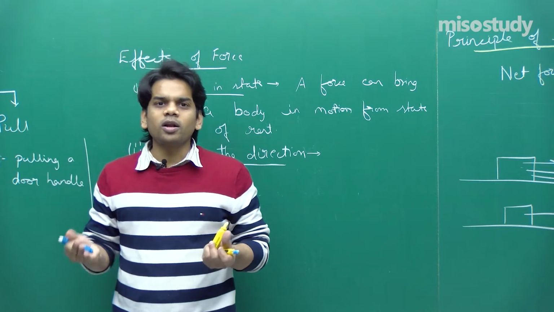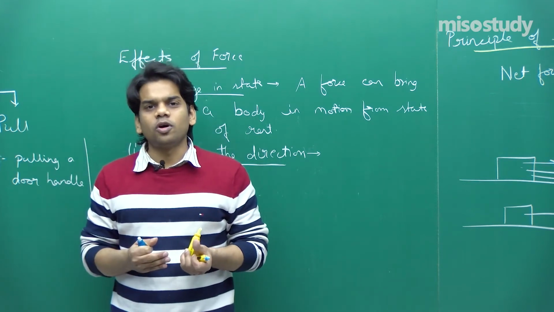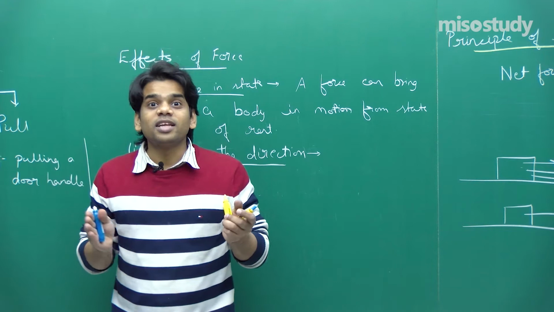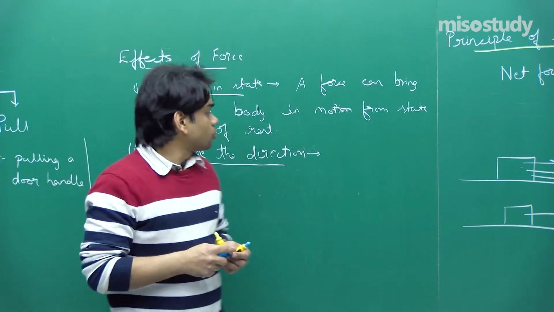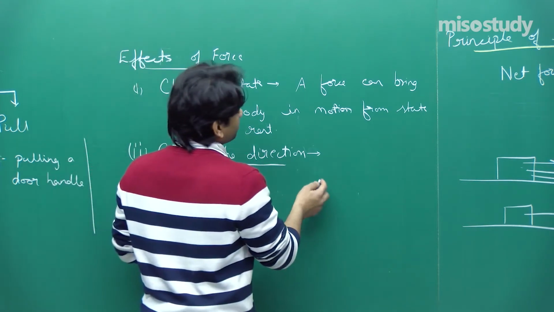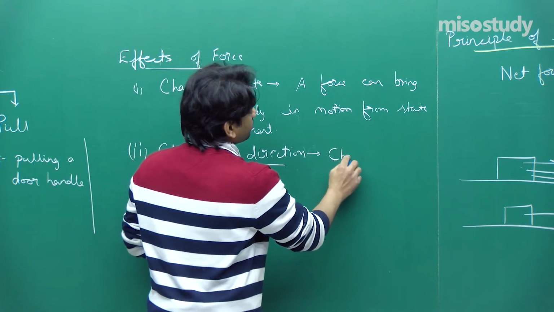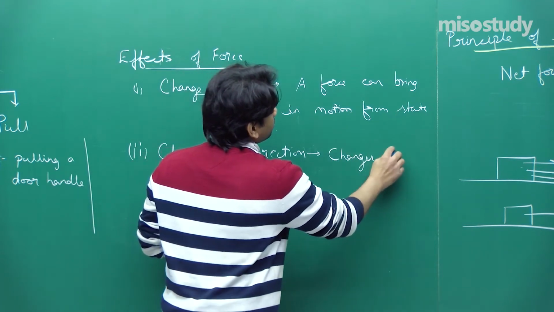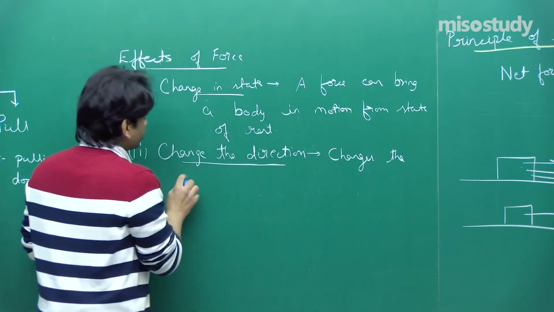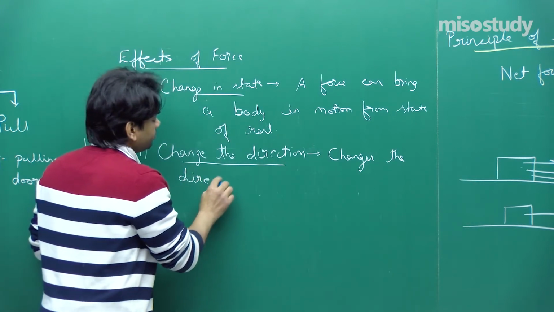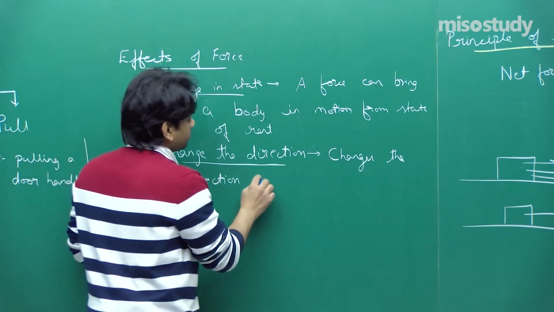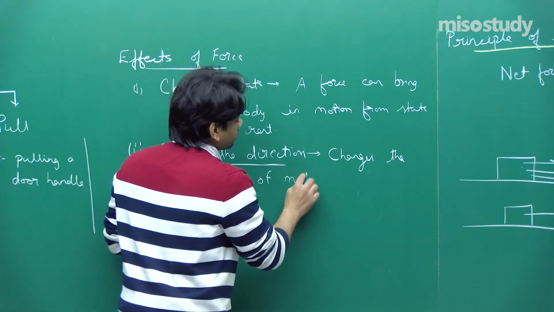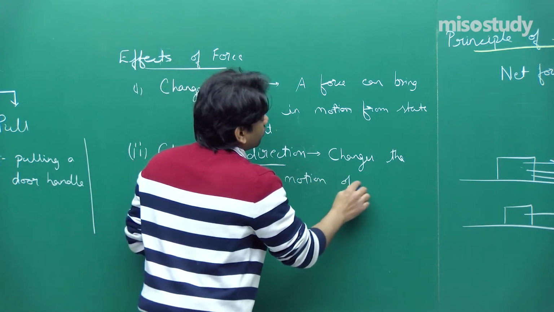If you kick the football towards left, towards right, making some angle with the horizontal, anywhere, you are actually changing the direction of the ball by applying a force. So what can force do? It changes the direction of motion of an object.